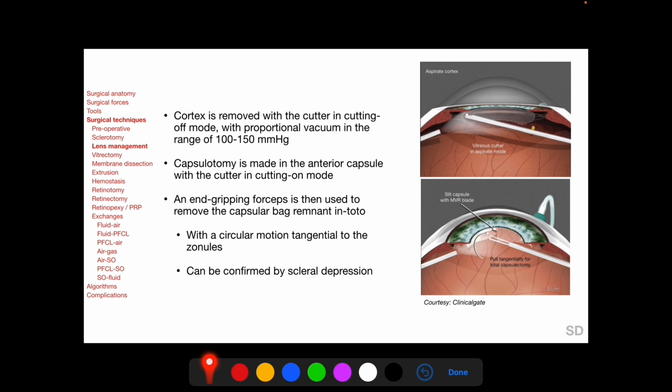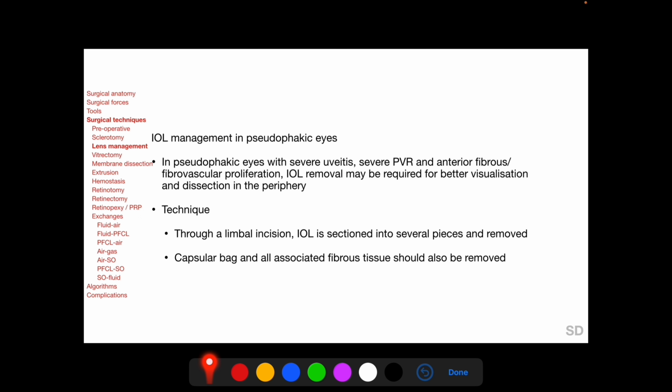Cortex is removed with the vitreous cutter in cutting off mode, that is with suction only, as shown here in this figure, following which capsulotomy is made in the anterior capsule with the vitreous cutter in cutting on mode. Then an end gripping forceps is used to remove the capsular bag remnant in toto, as shown here in this figure. Similarly, in pseudophakic eyes with severe uveitis, severe proliferative vitreoretinopathy, and anterior fibrous or fibrovascular proliferation, removal of the intraocular lens may be required for better visualization and dissection in the retinal periphery.